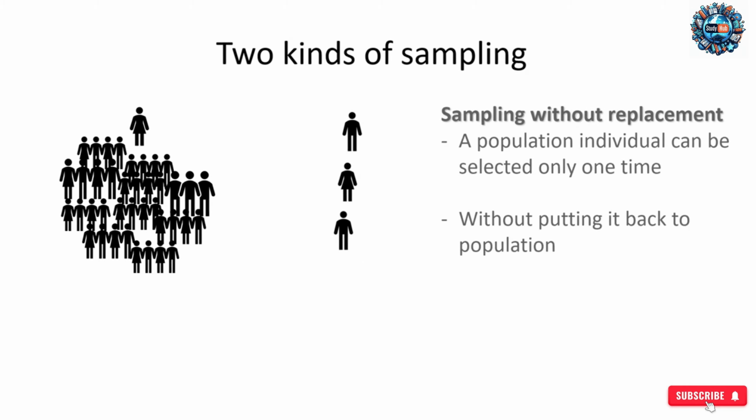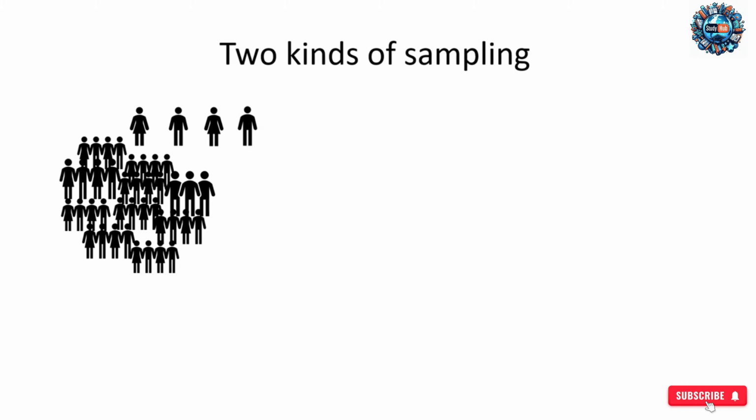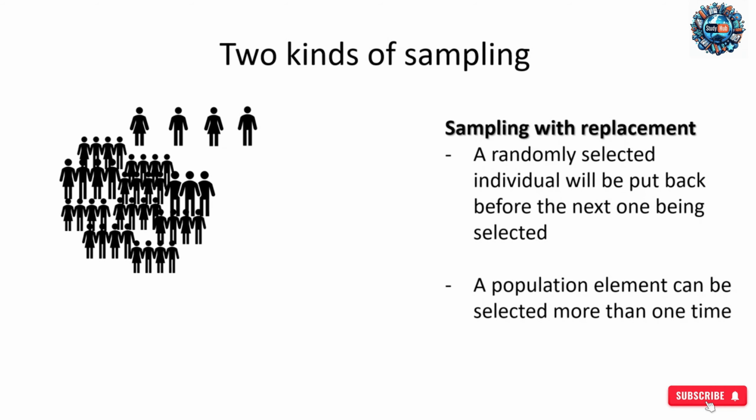If the population size is very large, this method is better because it can generate a random sample with different individuals. There is another kind of sampling method, sampling with replacement. A randomly selected individual will be put back before the next individual is selected. Hence, it is possible that the same individual can be selected more than once. When the population is small, this method can make sure that everyone in the population has the same chance of being selected.